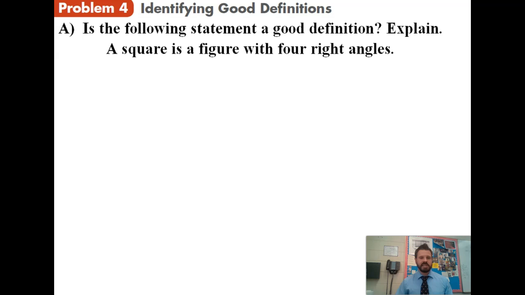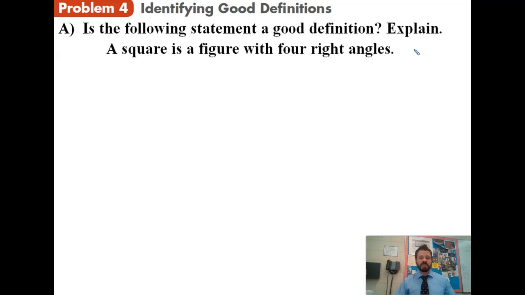Problem 4, Part A says, is the following statement a good definition? Explain. The statement is: a square is a figure with 4 right angles. Now, that is a true statement. Squares have 4 right angles. But I'd say this doesn't make a good definition because it's not reversible.